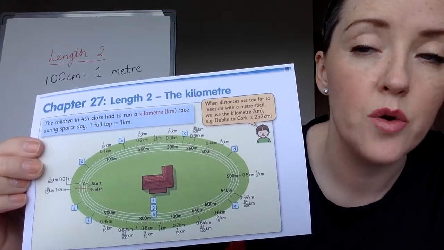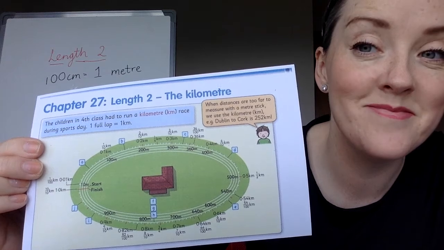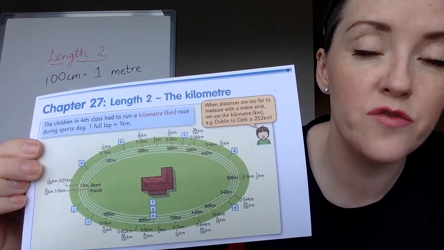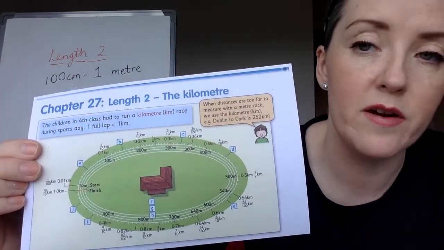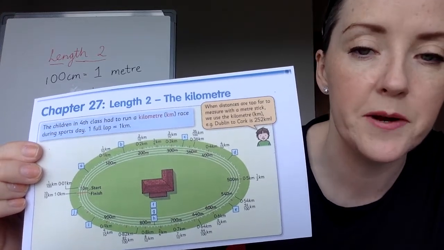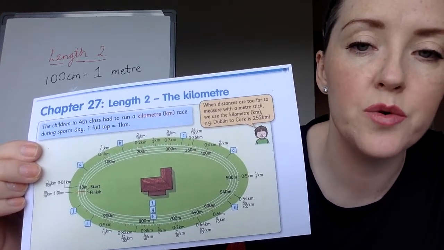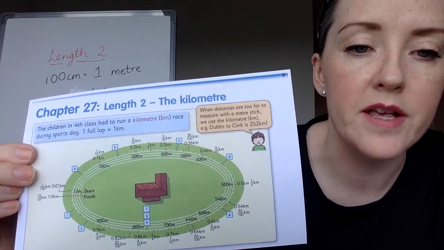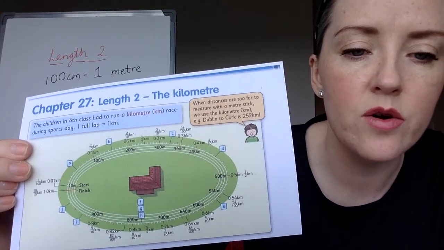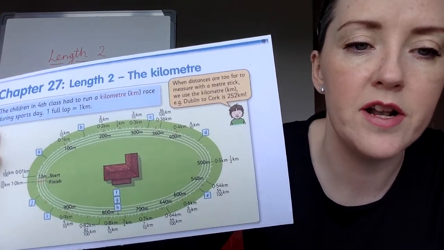252 kilometres, which is how many metres? Very good, 252,000 metres. So you'd have to do a lot of measuring with your metre stick then, wouldn't you? So Dublin to Cork is 252 kilometres. Okay, so the exercise here, you can see only some of the figures are filled in.